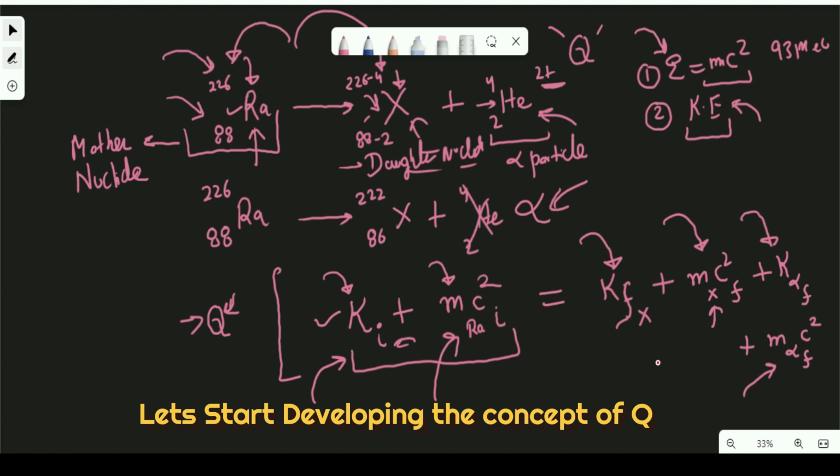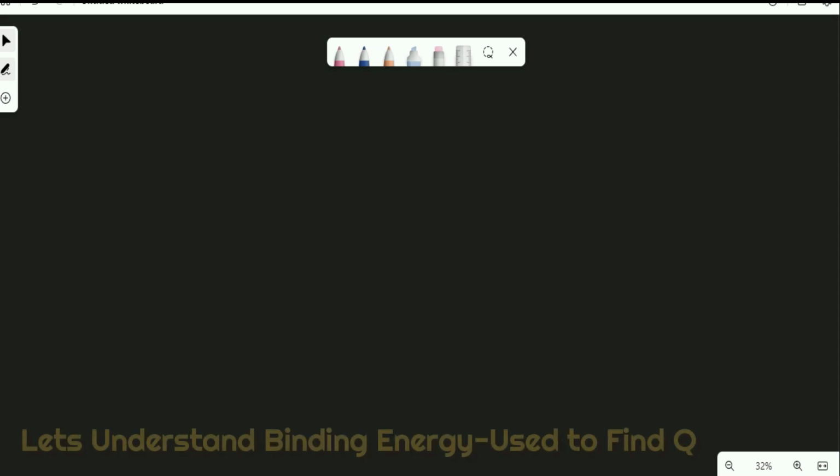Now that you understand there is something called rest mass energy, kinetic energy, and the law of conservation of energy has been applied to a nuclear reaction, just like a chemical reaction exists. Now let's further develop the concept and move to the next topic. All right, so the next topic is the topic of binding energy. This is very useful when it comes to developing the concept of Q value of nuclear reactions. Okay, and let's discuss the binding energy now.